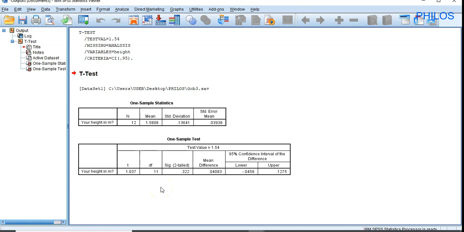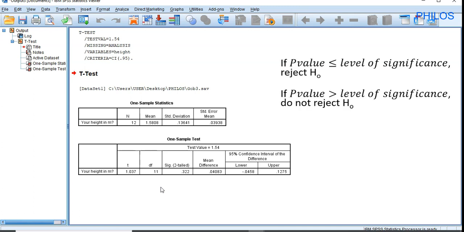Now the second method is using the p-value method. Now to use the p-value method, this is the rule. Please write the rule down also. The rule is that if the p-value is less than or equal to alpha, alpha is the level of significance, then you reject the null hypothesis. But if the p-value is greater than the level of significance, you do not reject the null hypothesis.